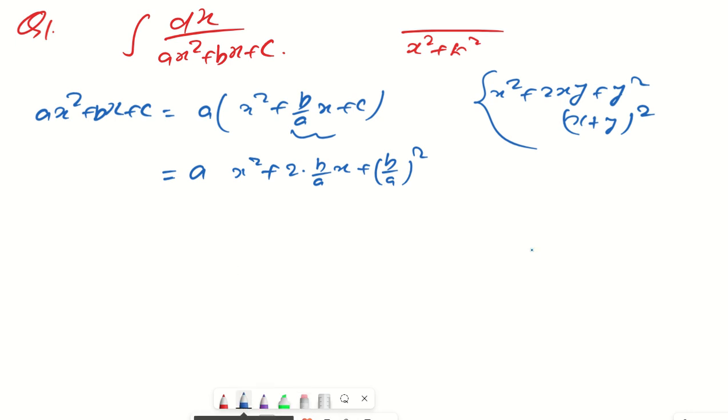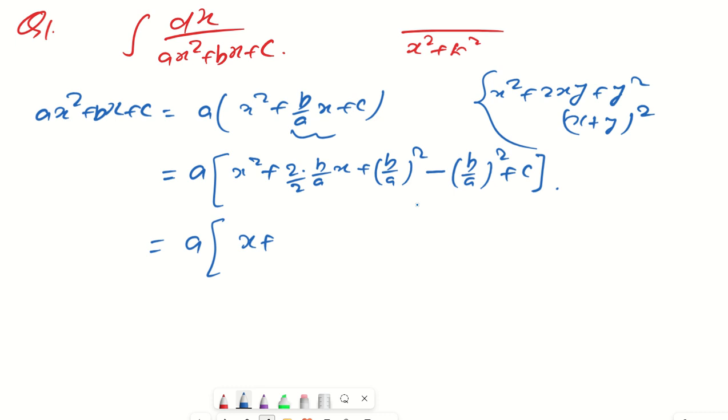Let me make it a little bigger bracket. So we have now (x plus b by 2a) whole square. Now what is the additional term that we have added? We have added (b by 2a) whole square, so I'll have to subtract that also. So (b by 2a) whole square minus will be there, and then plus c by a. Can we make it b by 2a, and then in that case I'll have to subtract b by 2a.